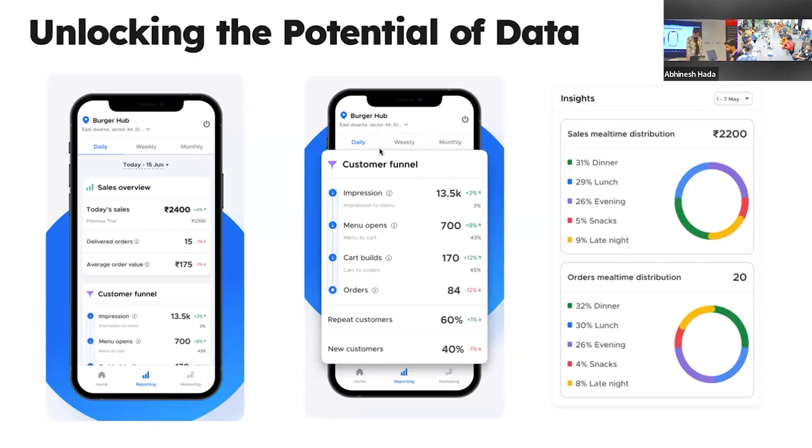We also have a customer funnel. They can track all the impressions they are getting on the app and how their funnel is moving, how many people are viewing their menus on the app, and how many users are doing transactions. What goes behind this page is the part I will focus on.